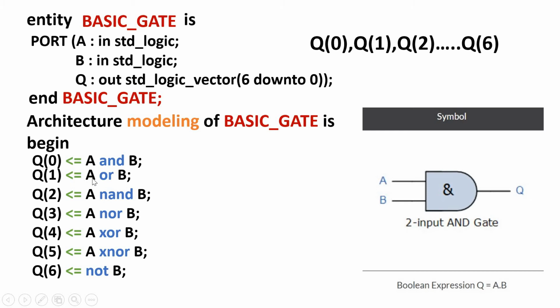Q1 is assigned A or B, Q2 is the NAND gate, Q3 is the NOR gate, Q4 is the output of the XOR gate, Q5 is the output of the XNOR gate, and Q6 is the output of an inverter. And at last we end the module. After ending, if we give a different architecture name, like data flow of basic gates, then the ending will also use data flow.